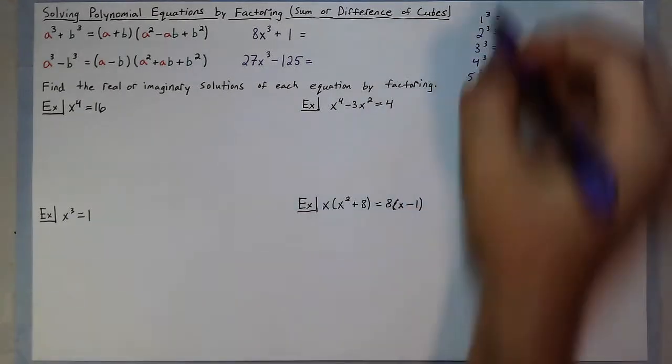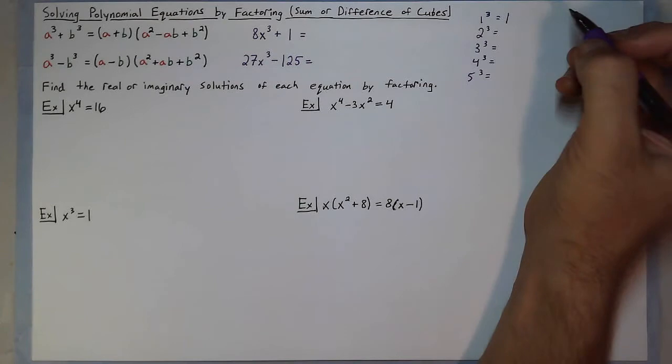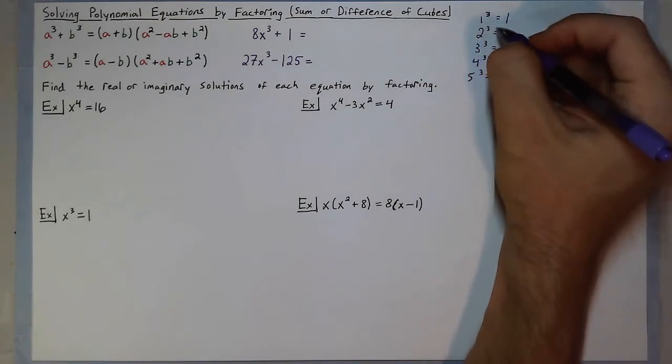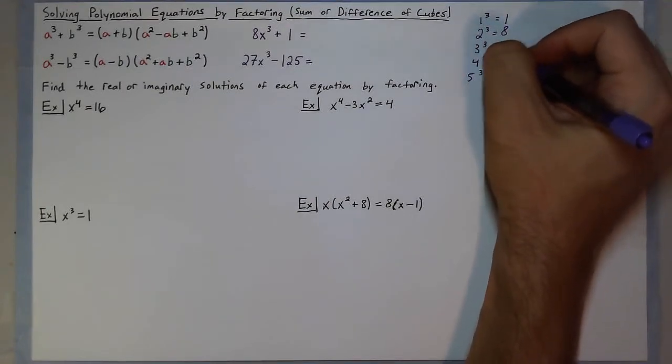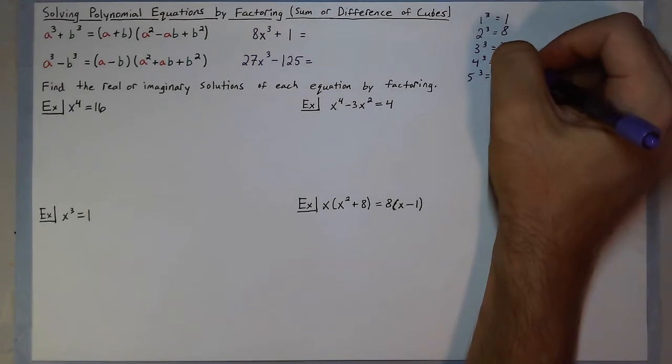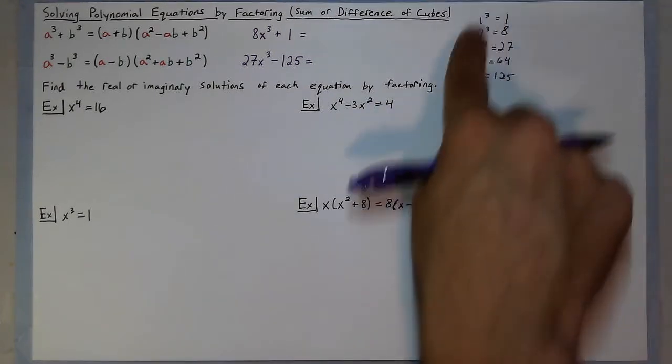It's like doing 1 times 1 times 1. Being multiplied by the same number 3 times. So 1 cubed would be 1. 2 times 2 times 2 would be 4 times 2, which is 8. 3 times 3 times 3 would be 9 times 3, which is 27. Then you'll get 64 and 125 and so on. So these are what perfect cubes look like.